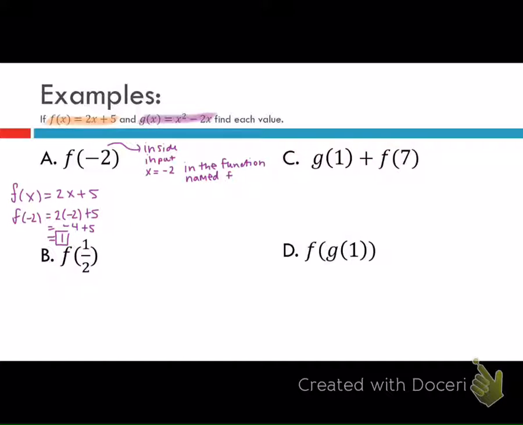All right, is 1/2 inside or outside of the parentheses? Inside, which means that it is an input, which means that x is equal to 1/2 in the function named f.